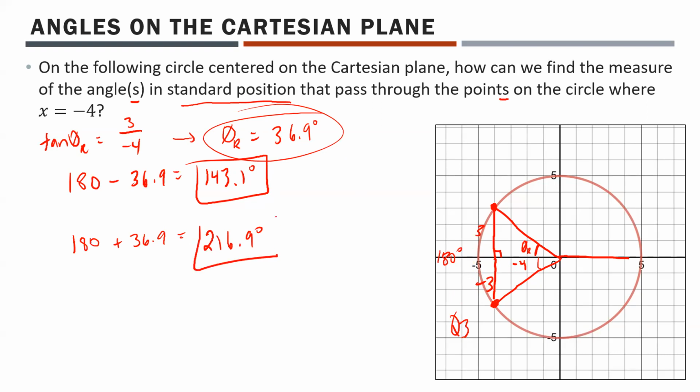216.9 degrees. Awesome. So moral of the story is always draw a picture when you have questions like this. See what your reference angle would be, and then use your reference angle to find these other points. That's about all there is to those.